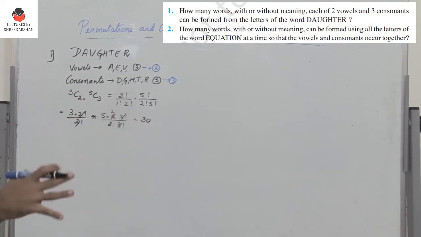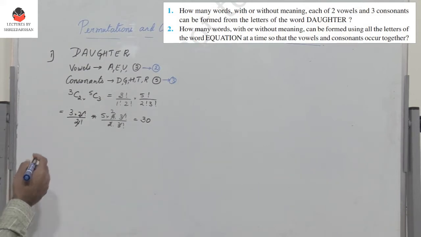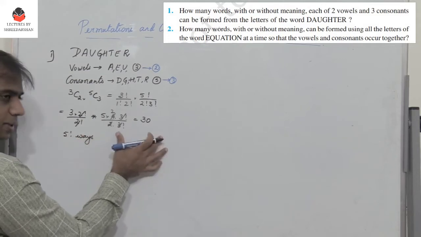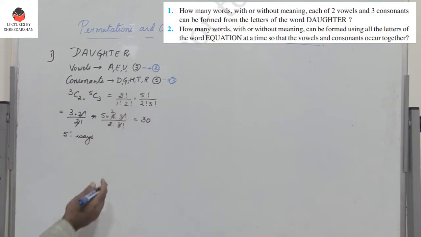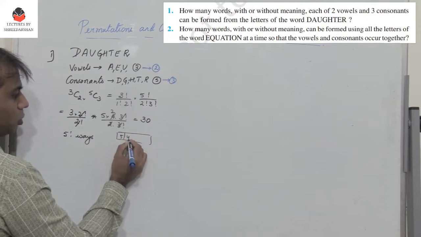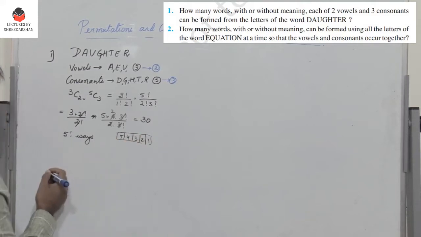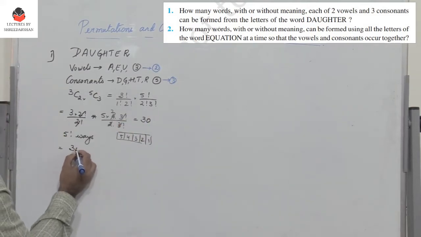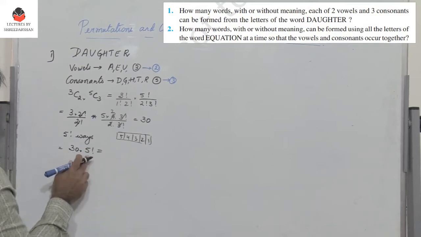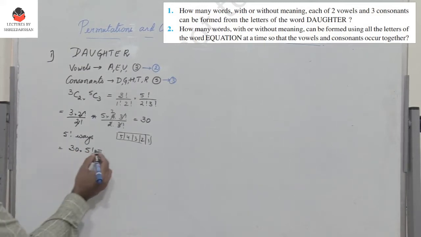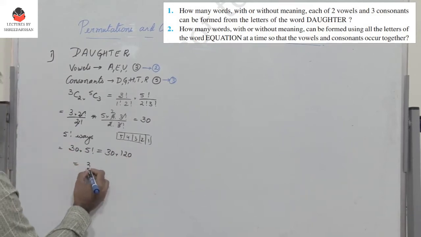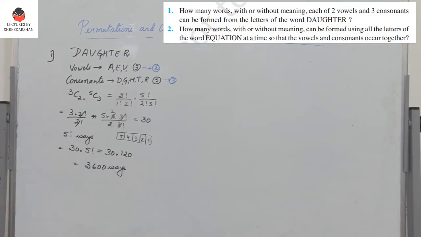Now these 5 alphabets which have been chosen can themselves be permuted. In how many ways? They can be permuted in factorial 5 ways. So 5, 4, 3, 2, 1 gives me factorial 5 ways. So this indicates the selection. The total number of ways would be 30 into factorial 5. Factorial 5 is 120. So 30 into 120 is equal to 3600 ways. A very interesting problem.